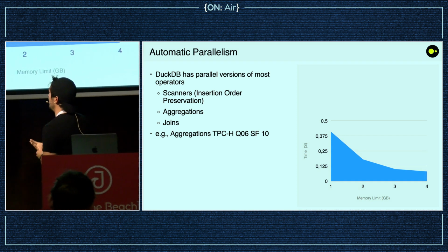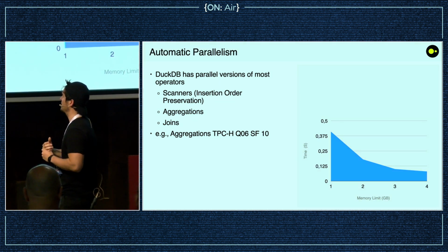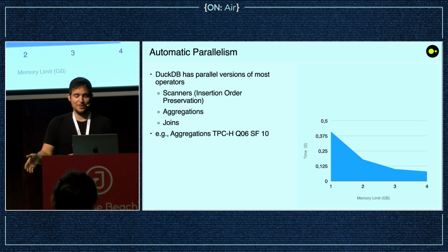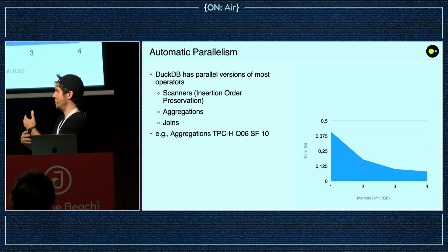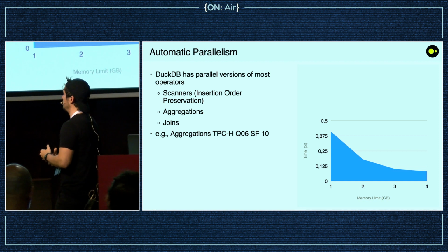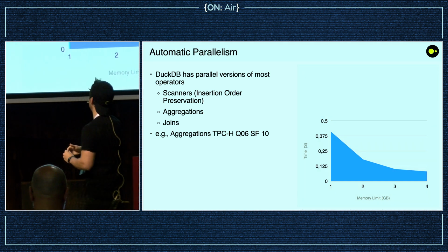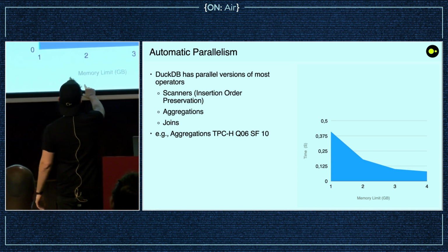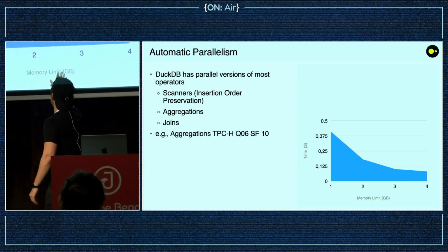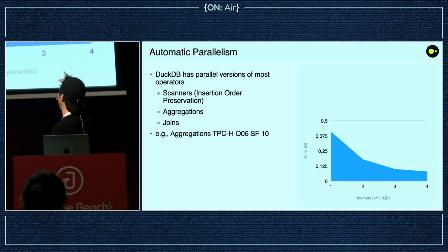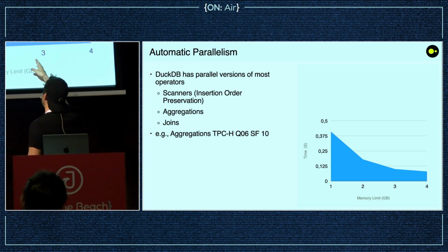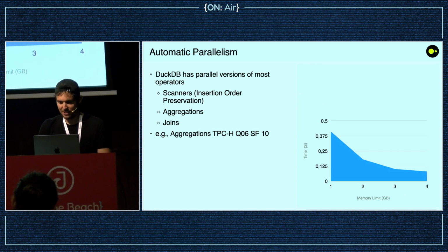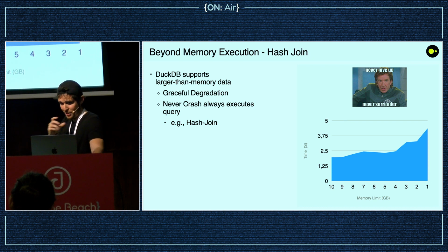Automatic parallelism. DuckDB has parallel versions of most of its operators, so you can think about scanners with insertion order preservation, which means that even if you're reading your data in parallel, the order in which it was inserted will be preserved, as well as aggregations and joins. Just to give you an idea of what parallelism usually looks like, here we have time, and here we have threads. It says memory limit here, but ignore it, it's supposed to be threads. The higher the threads, the more the cost starts going down. It's not exactly linear, but you get benefits from parallelism, from really utilizing all your cores. And we also do beyond-memory execution.